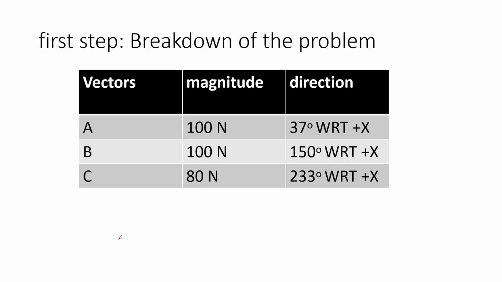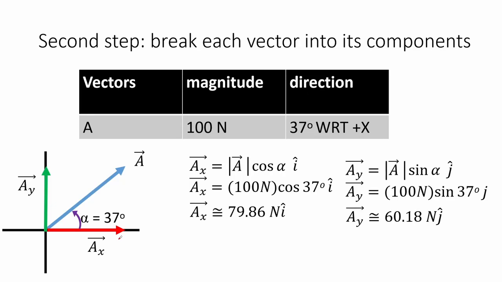First step is to break down the problem. We identified three directions based on the problem which we will assign vectors A, B and C. We then break down these vectors into its components. Second step is to break down each vector into its components.